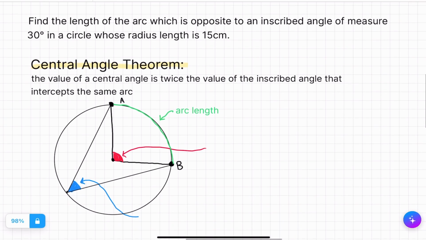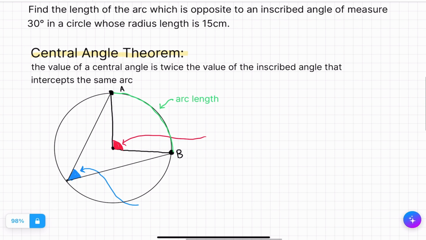The first thing that you're going to need to know about is the Central Angle Theorem. The value of a central angle is twice the value of the inscribed angle that intercepts the same arc. Now that sounds like a lot, so let's go over what that means with this diagram.